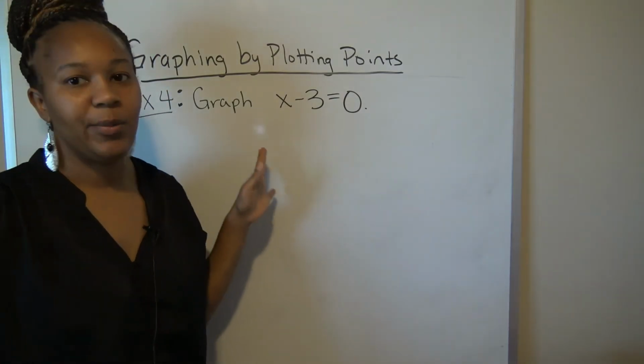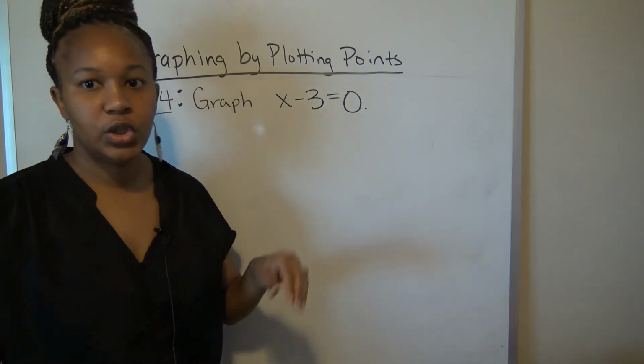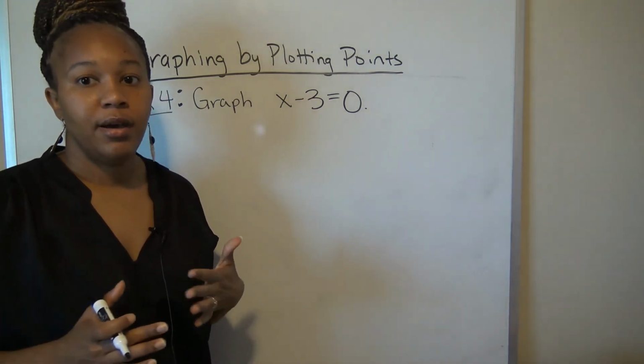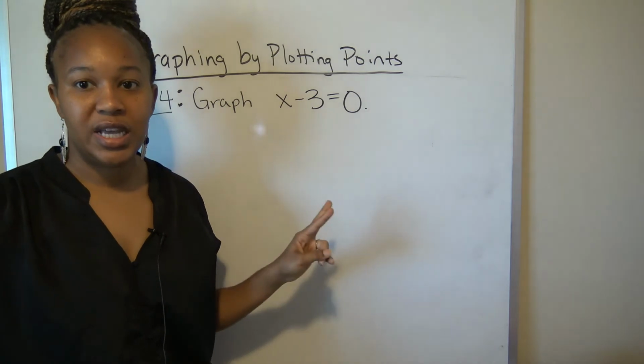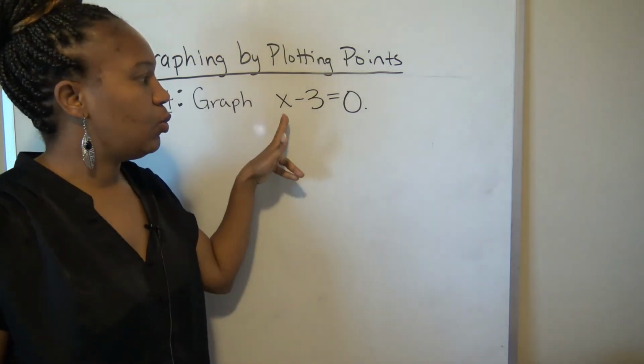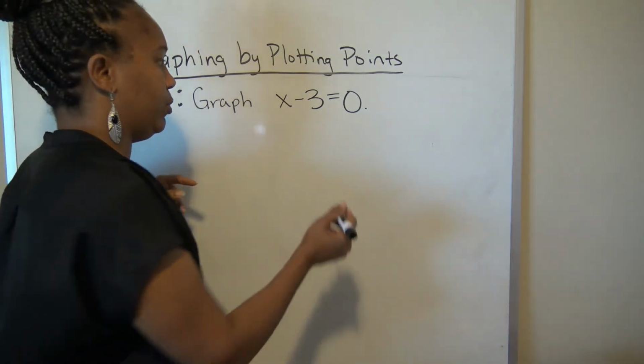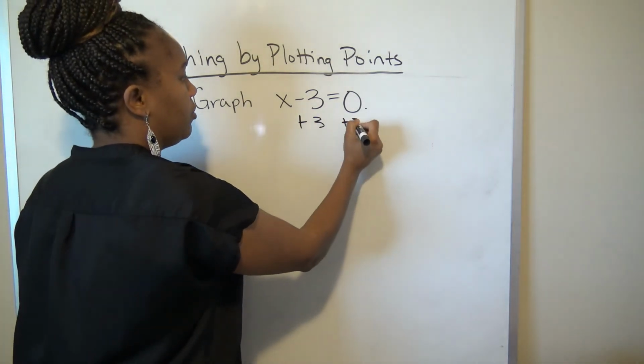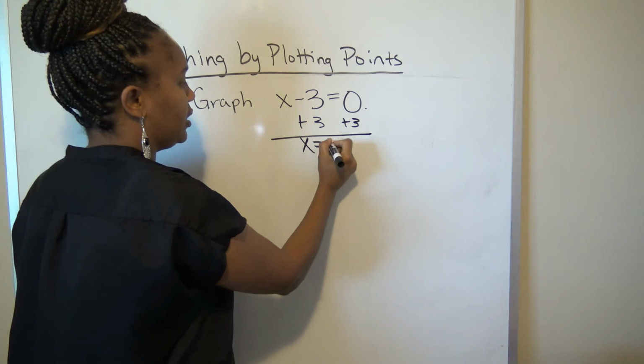For this last example, example 4, we want to graph x minus 3 equals 0. Now, if you notice, there's only one variable, not 2 variables. So this is also going to be a special case. Because there's only one variable, I'm going to solve for this variable. So I'm going to add 3 to both sides. And this gives me that x is equal to 3.